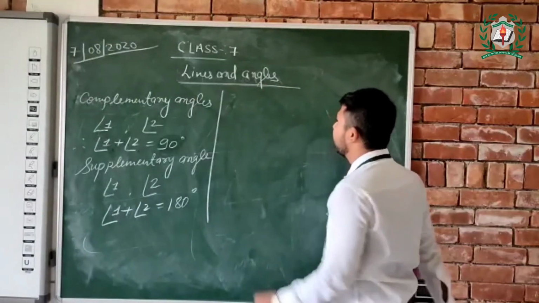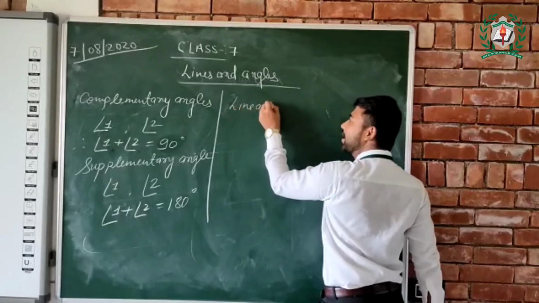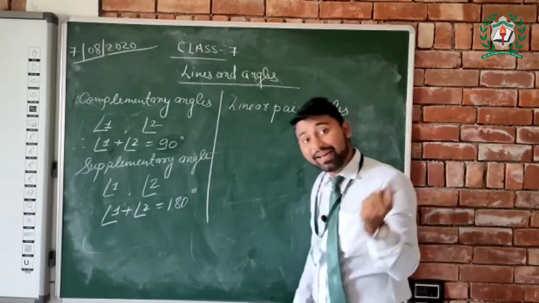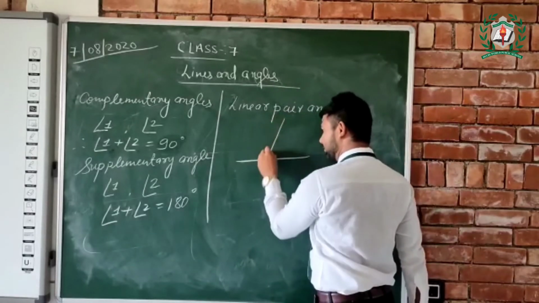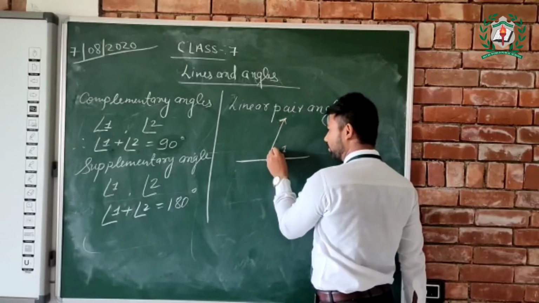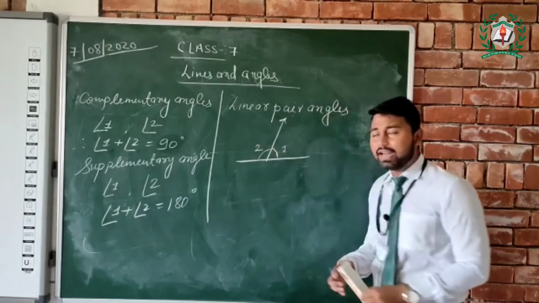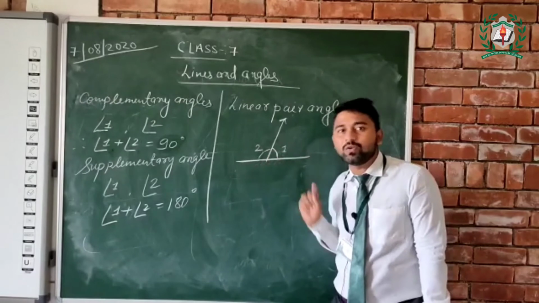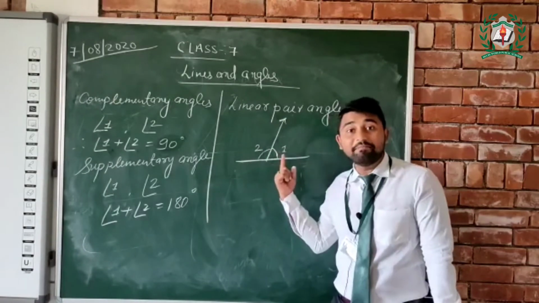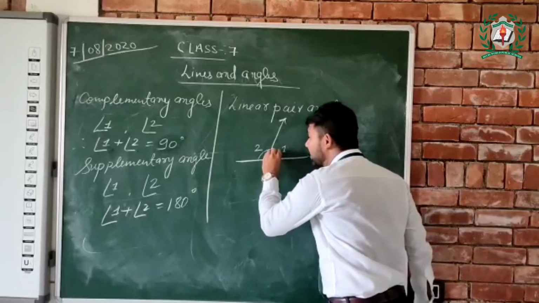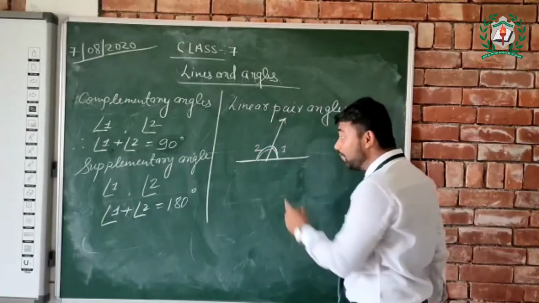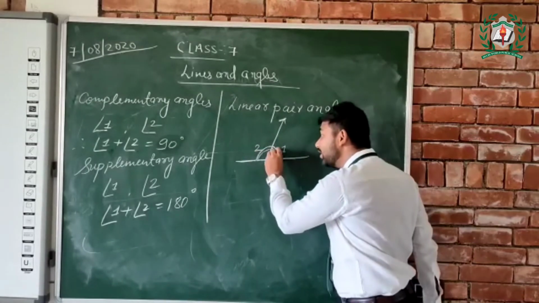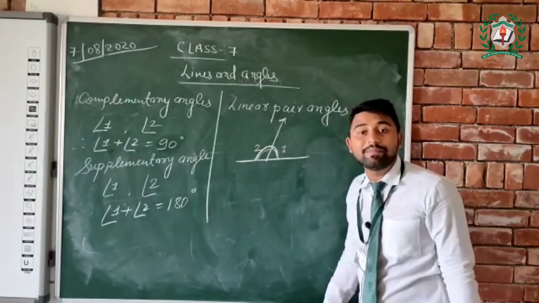Now, linear pair angle. There are two angles, angle 1 and angle 2. These two angles are a linear pair to each other, because when you add them, they make 180 degrees. If they didn't make 180 degrees, it would not be a linear pair. But since they make 180 degrees, angle 1 and 2 are linear pair angles.